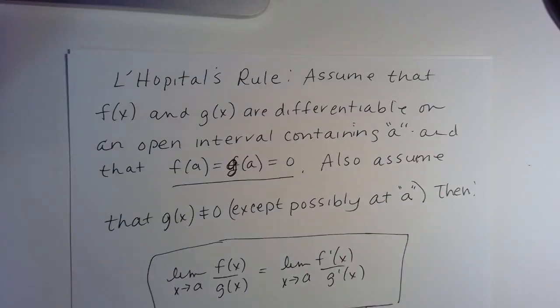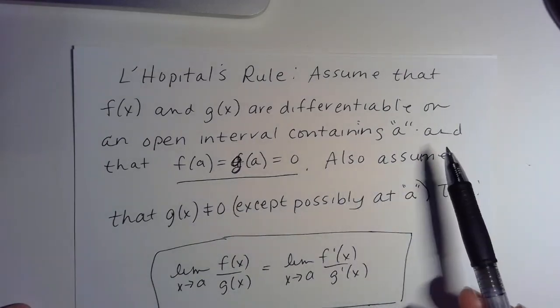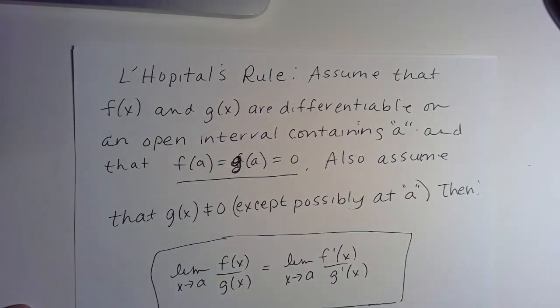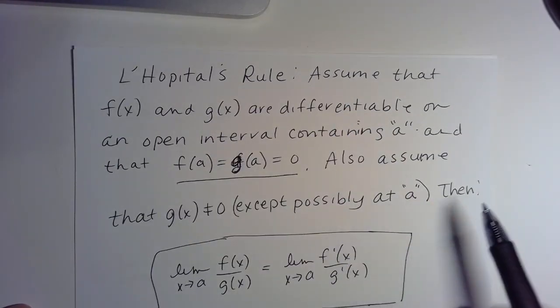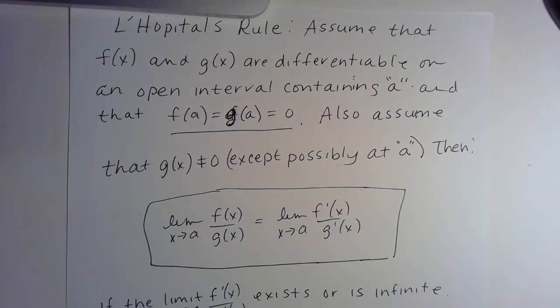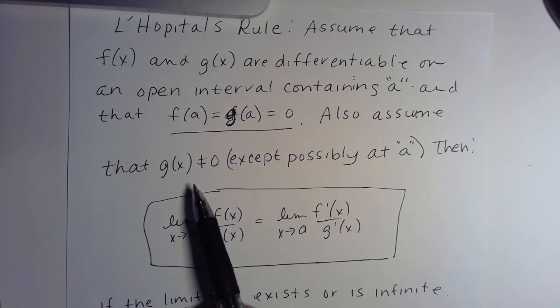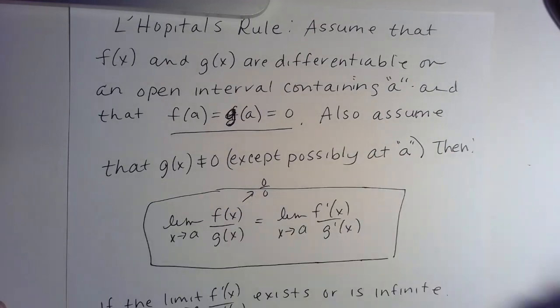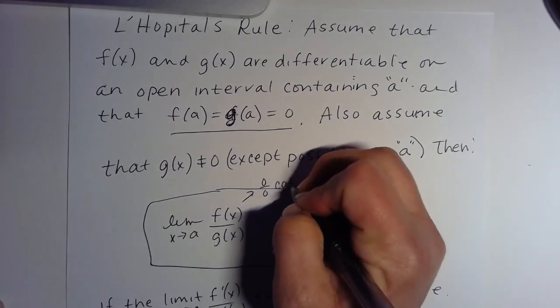Right, in this lecture we are going to introduce L'Hopital's rule. Basically, L'Hopital's rule says that if we assume that f and g are differentiable on an open interval containing a, and that f of a and g of a are 0, and we also assume that g of x is not 0 except possibly at a, then we can say that the limit as x approaches a of f of x over g of x, right? Based upon this, this would give us a 0 over 0 case, essentially.